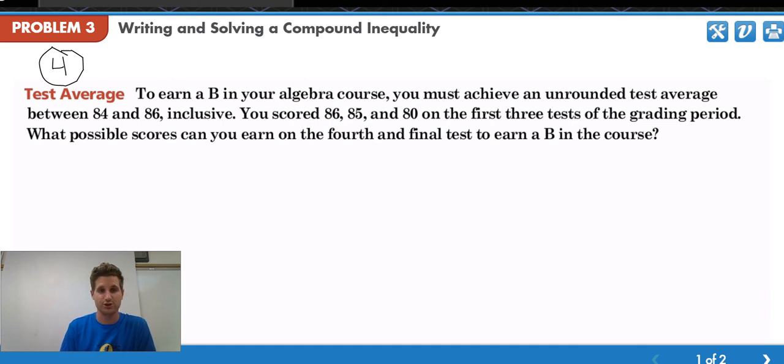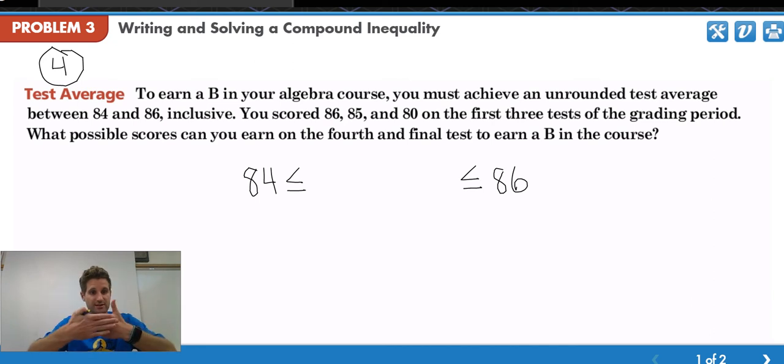Okay, so this one's pretty tricky. All right, we need to score an 84 to an 86 overall, right? So somehow we gotta figure out how to do this, right? So I need an 84 as my low score. I can get up to an 86, must achieve between 84 and 86 to earn a B. Okay, so we're just looking at getting a B, right? If I went higher, I'd get higher than a B, but I'm trying to just get a B. So I have to get B in between. We're inclusive, so we're gonna include. Okay, so it's in between these. In between would be and. Do you see the key word here?